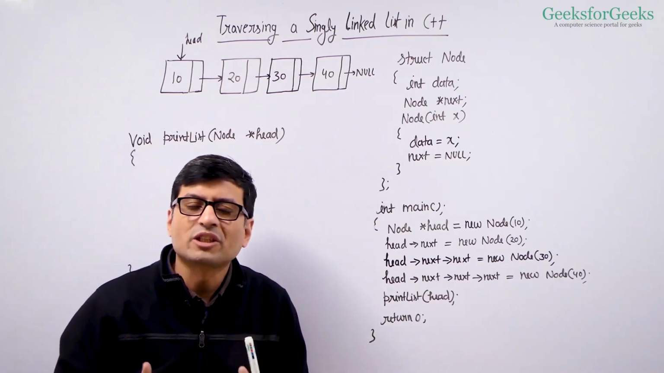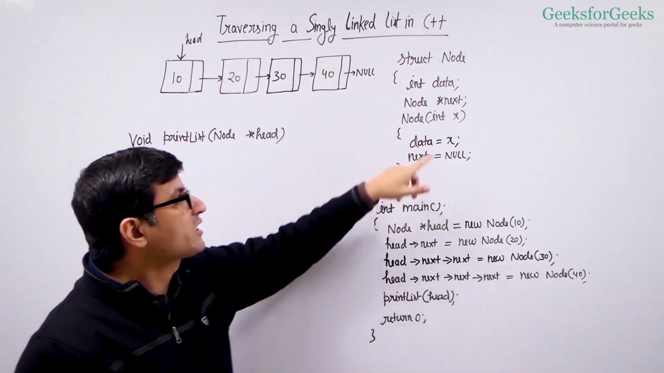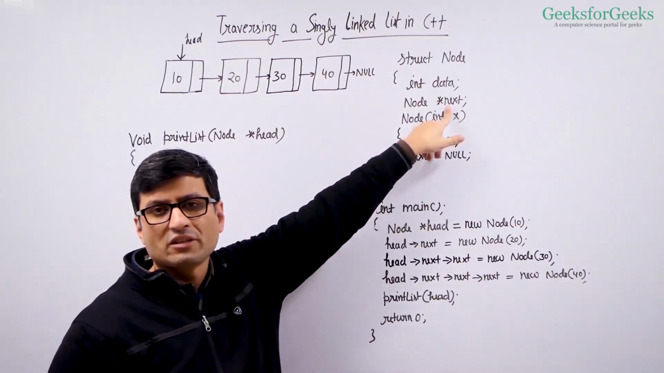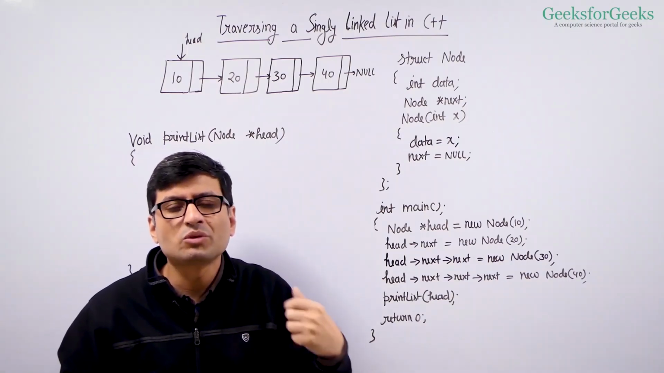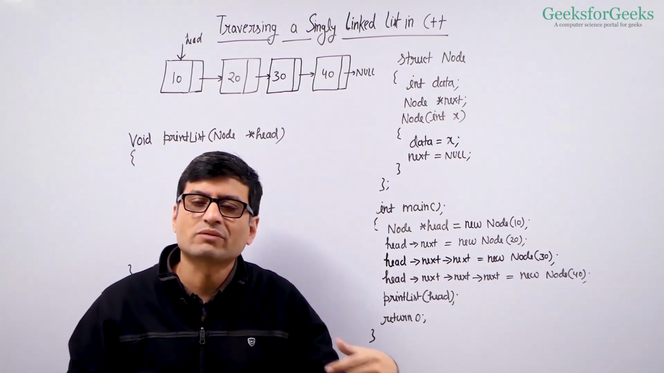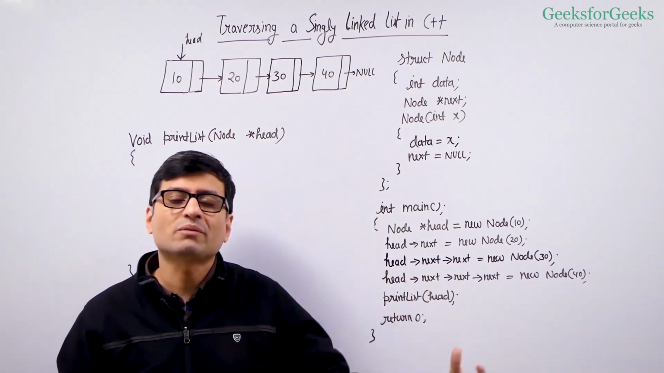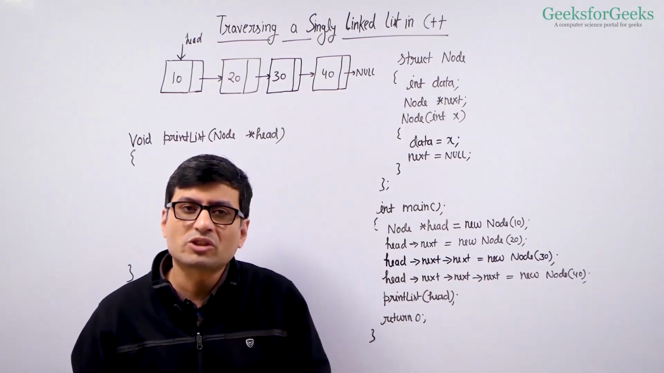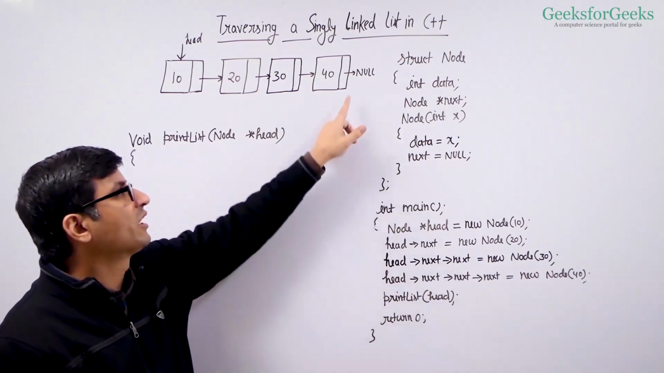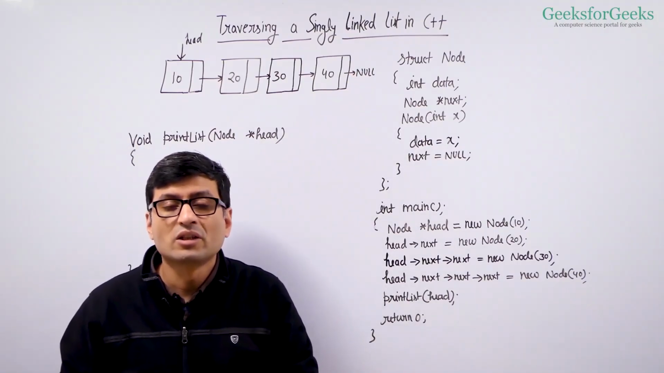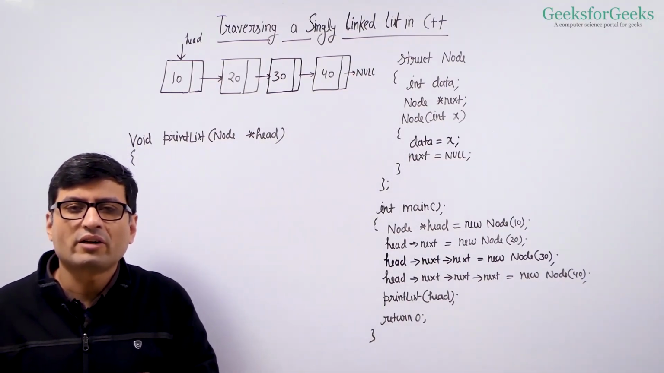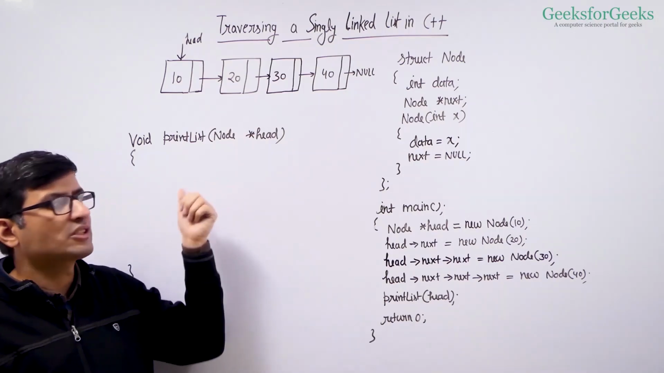How do we access the remaining nodes? We use the next pointer inside every structure. So we begin our pointer with head and then we move to the next node using next, and the next of that node again using the next of that particular node. And when do we stop? We stop when we see null, because when you see null, your linked list has ended. You may pause this video now and try to write the printList function.